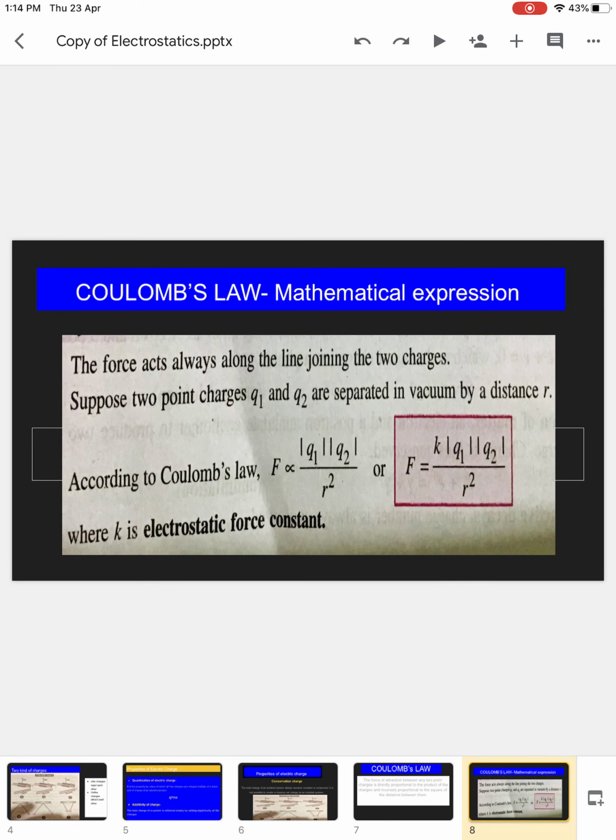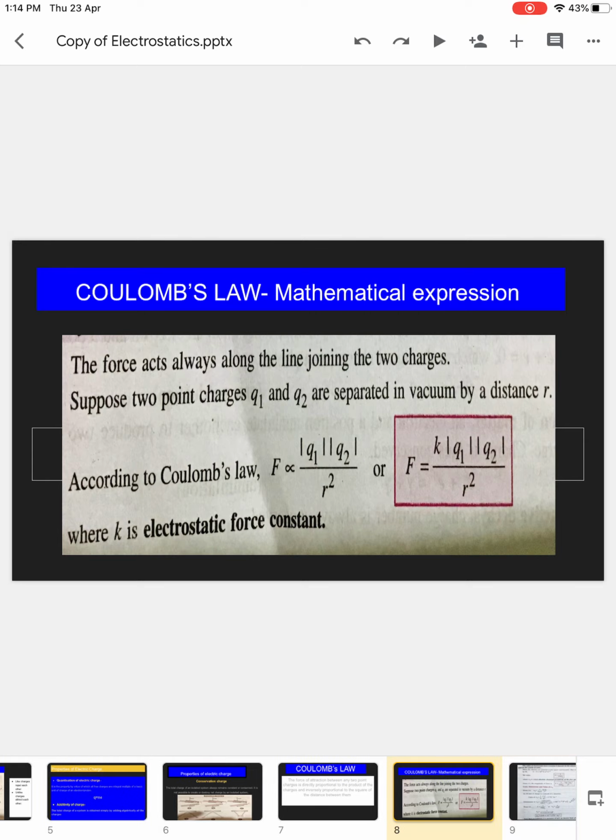Here you can see there are two charged particles q1 and q2, and they are separated by a distance r. Now F is proportional to q1 q2 and inversely proportional to r square. So F equals k q1 q2 by r square. Here k is the proportionality constant, and that constant is called the electrostatic force constant.